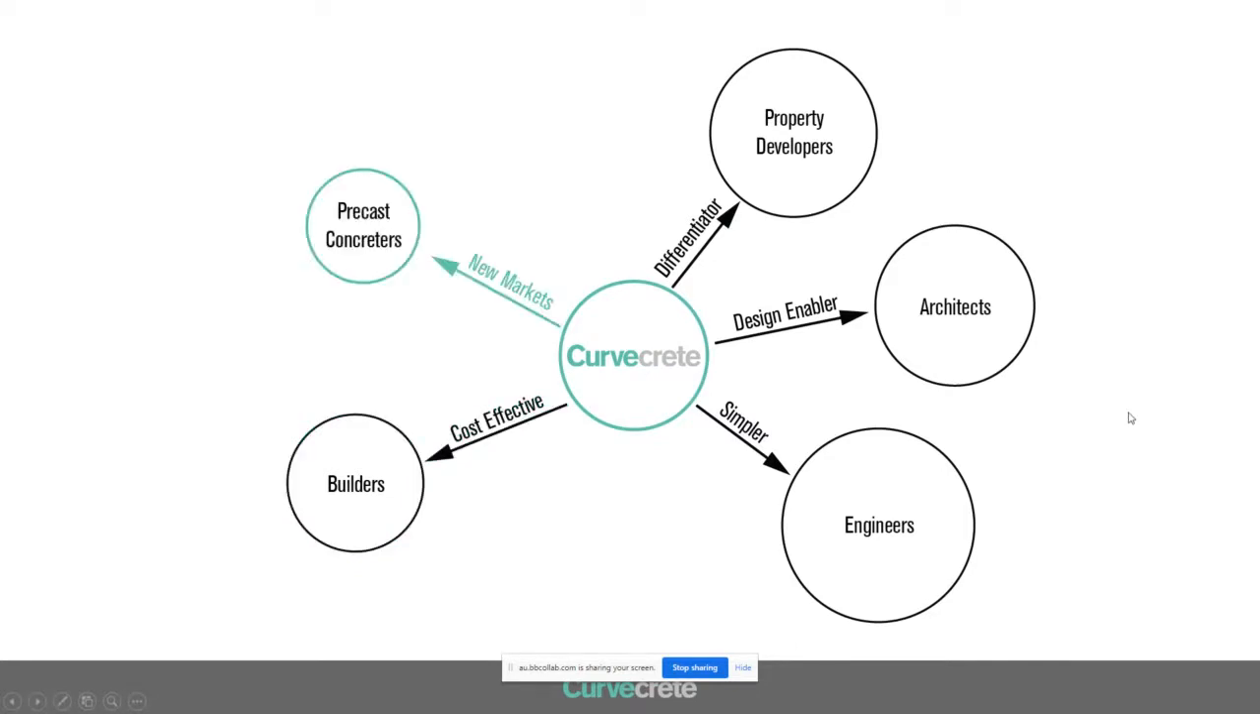And then the precast concreters, with a different business model to the one that I'm alluding to, and the first four. The first four are where we actually supply beautifully curved panels, and then this last one here for the precast concreters. When we start supplying machines to precasters globally, that will open up those precast concreters to new markets that they couldn't access before.